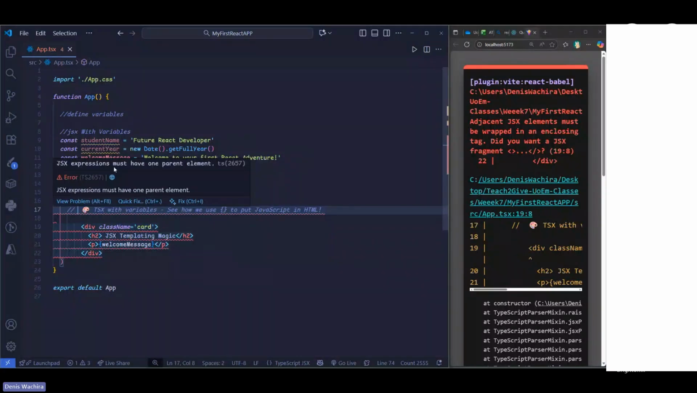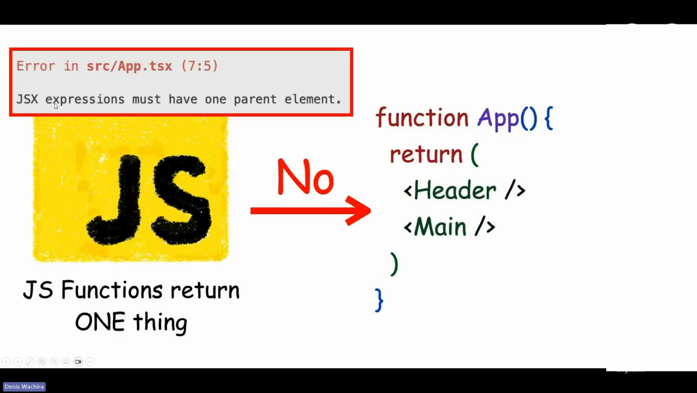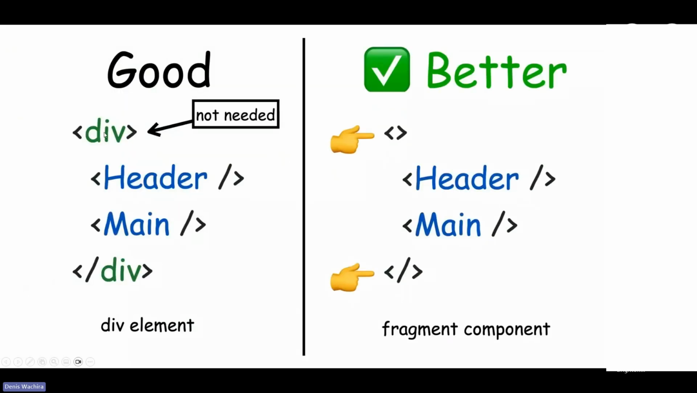JSX expression must have one parent element. So how can we solve this? We talked about this in the presentation. So we have this issue of JSX can only return one thing. So if you have two components that are being returned, you need to wrap them with something we call what? The div, to indicate you are returning this as a div element. But in most cases, you find it as an empty fragment.